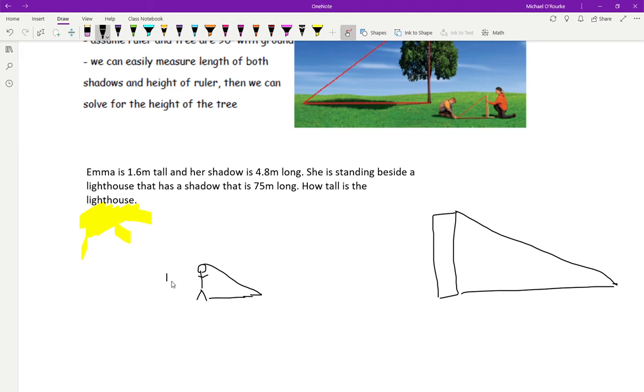Emma's 1.6 meters tall. Her shadow's 4.8. This shadow is 75. So this is the side we're looking for right here. Okay? How many people got a diagram that looks something like that?